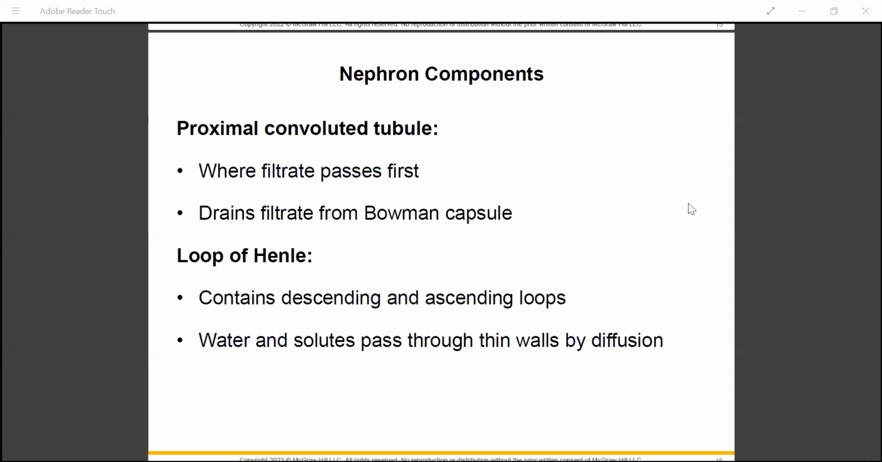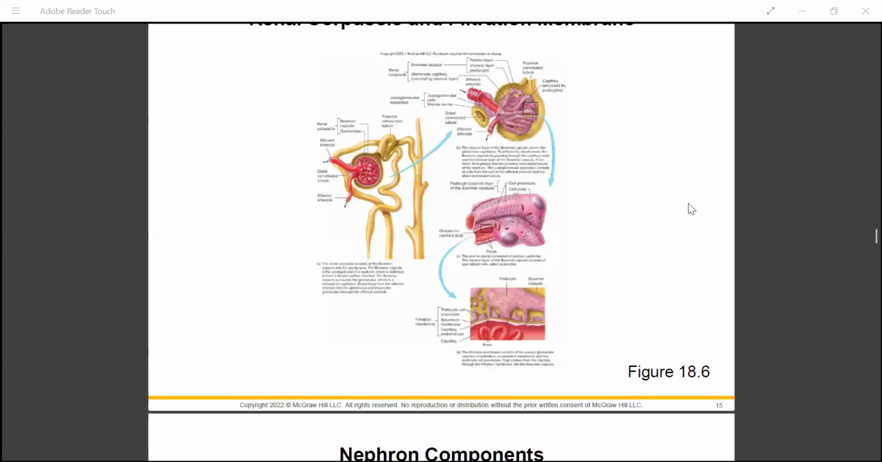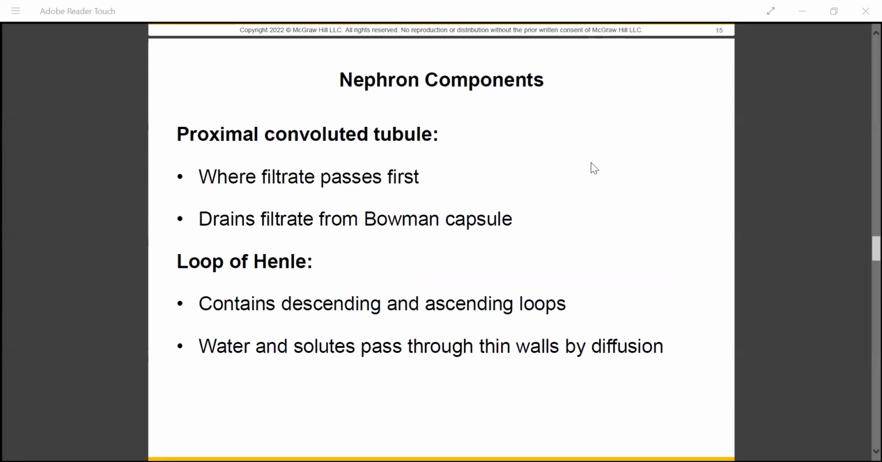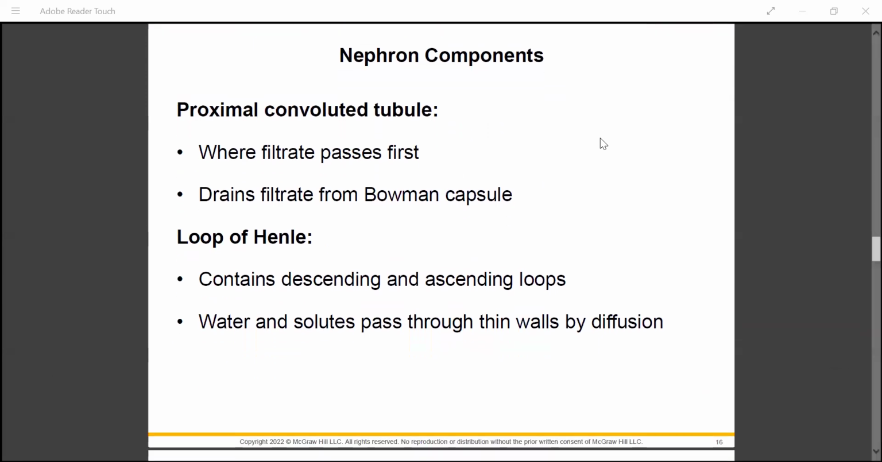So we are going into our actual components of our nephron. We just talked about the renal corpuscle that contains our glomerulus and the Bowman's capsule. And so that's how we get our filtrate. The proximal convoluted tubule is going to be where our filtrate first passes. Its main job is to drain and hold the filtrate that it's getting from Bowman's capsule.